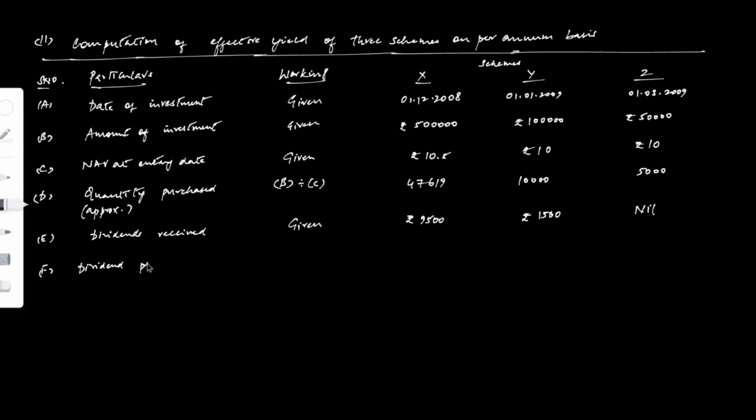Dividend per unit is dividends received divided by quantity purchased. That is E by D, E divided by D. So 9,500 by 47,619. That is 0.2.